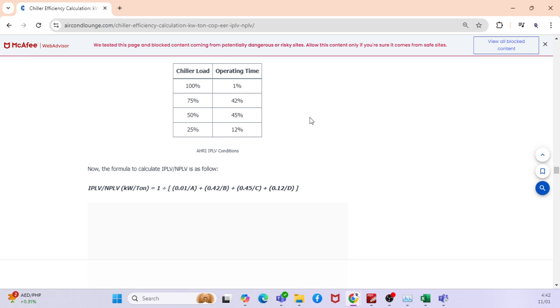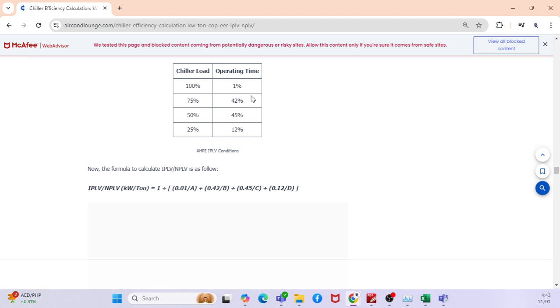But then this IPLV value is not actually dependent on this diversified chiller load value. No, that is what I just told you. Diversity factors depend upon the building load, and this percentage will be based on your weather profile.